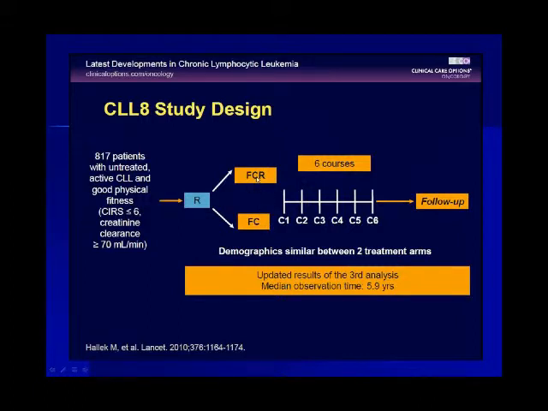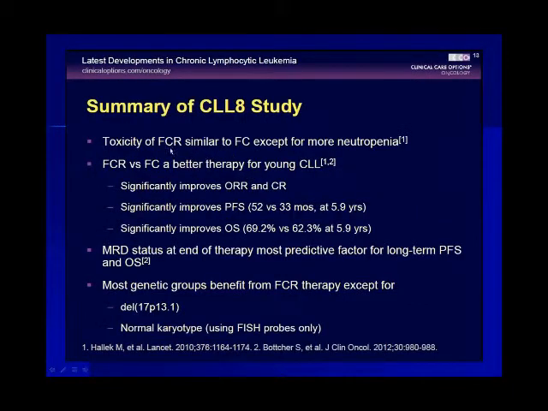These first two drugs are chemotherapy. The rituximab is an antibody against the leukemia, and so half of the patients got the antibody plus chemo, the other half got chemo, no antibody. And really this was the first study to show that the combination of chemo plus antibody, FCR, versus chemo alone, was better. Adding in the antibody improved overall response rates, complete remission rates, and also improved progression-free survival.